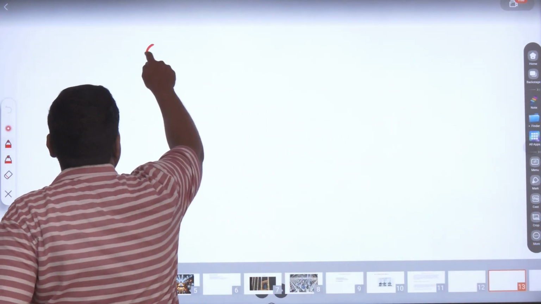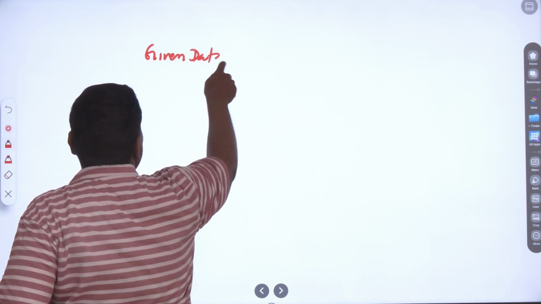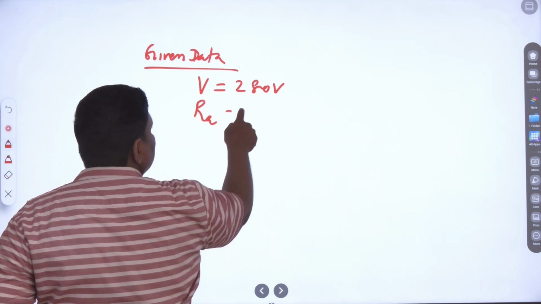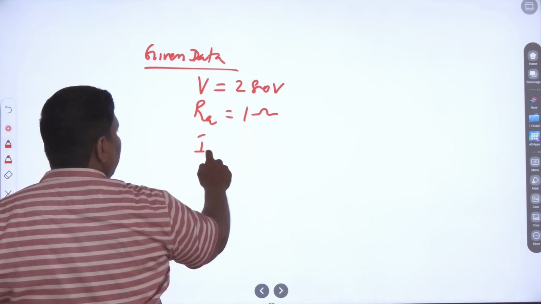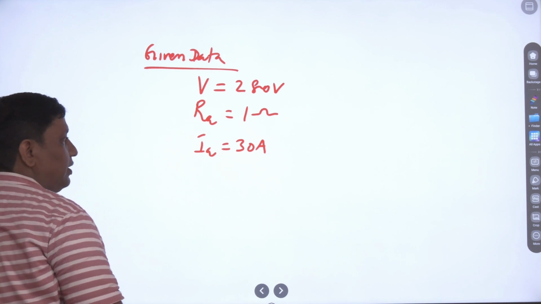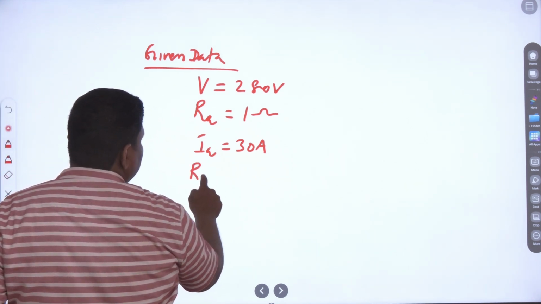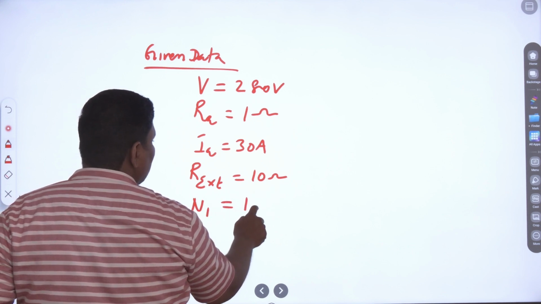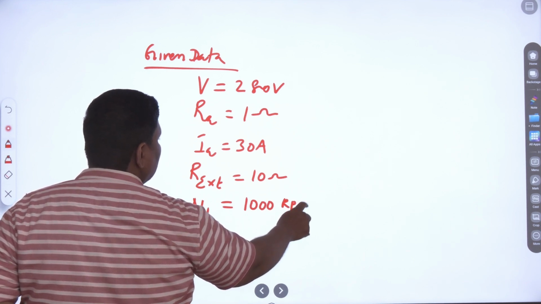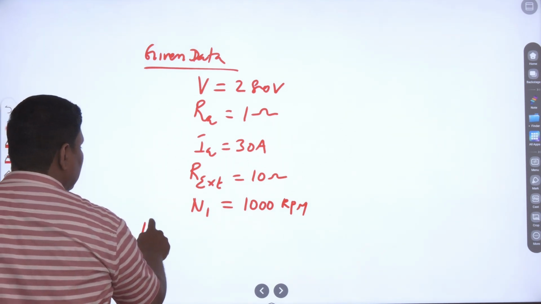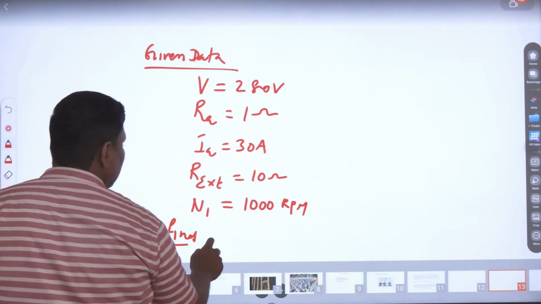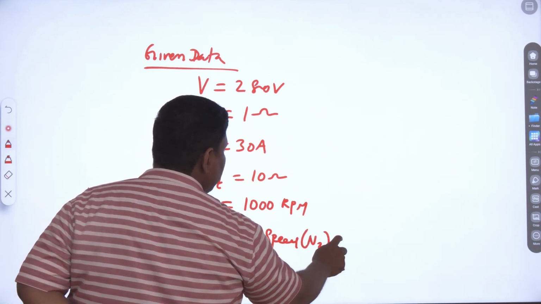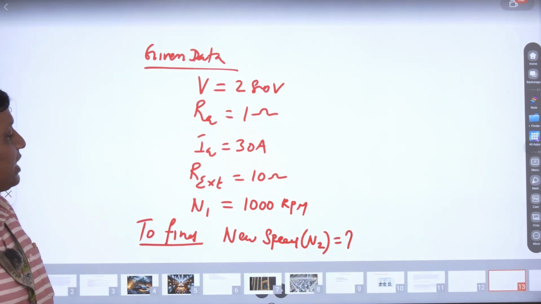So first write the given data. Supply voltage V is 280. Armature resistance RA is 1 ohm. And IA they gave as 30 ampere. Next, external resistance, that is 10 ohm. Initial speed N1 is 1000 rpm. So we have to find what will be the new speed. We can assume it is N2, after adding the external resistance of 10 ohm.